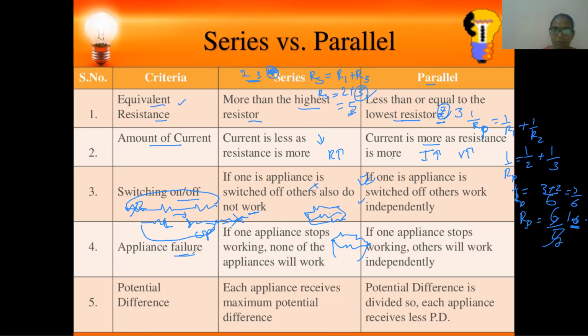Next, appliance failure. Okay, in series, if any one stops working, none of the appliances will work. In parallel, if one appliance stops working, the others will work independently. They don't depend on each other. And potential difference, V.